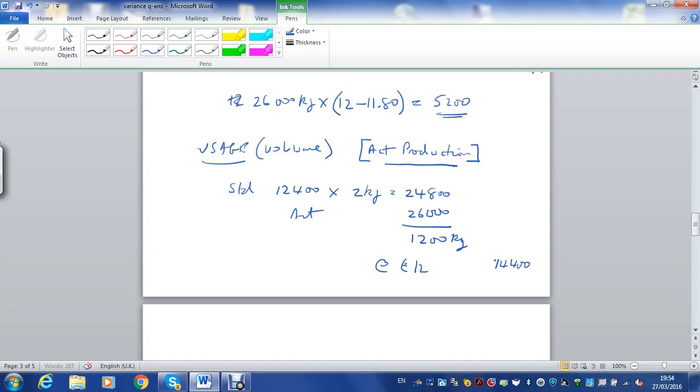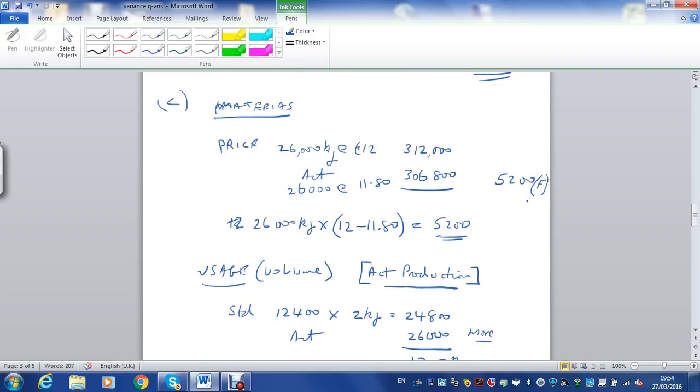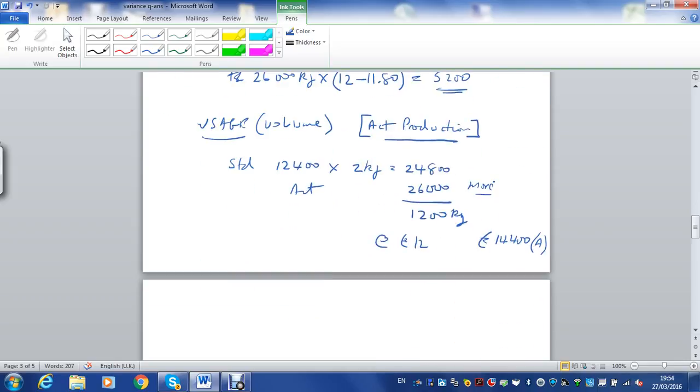The question is, favorable or adverse? Well, kilograms of materials is something that you pay for, so it's a cost. Here we're using more. So if we're using more of something that's going to cost us, therefore it's adverse. And that's how you work out the logic of all this. Again, 5,200 favorable, 14,400 adverse gives us an overall adverse of 9,200.